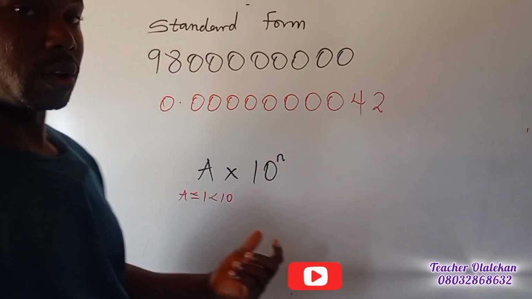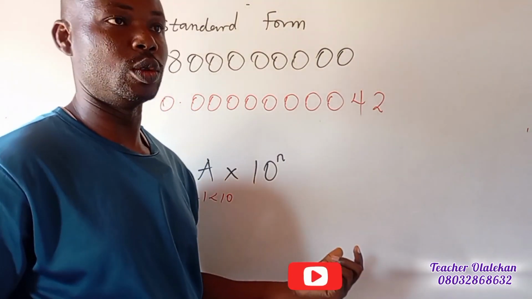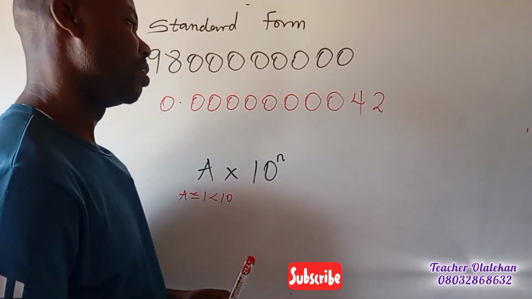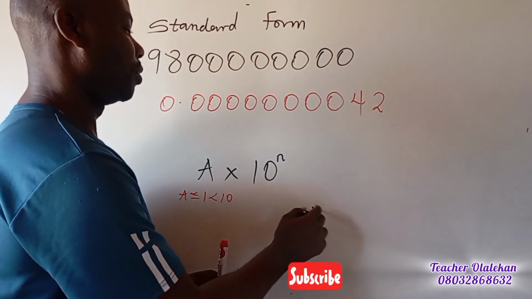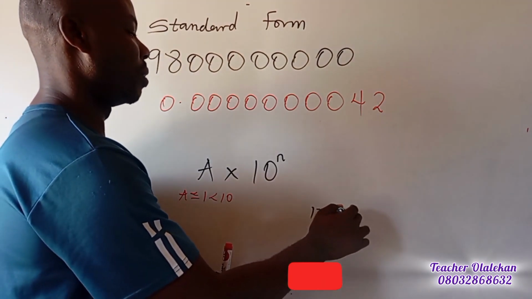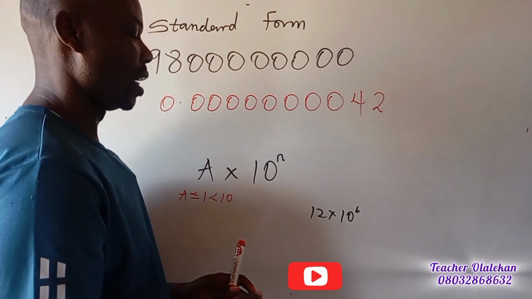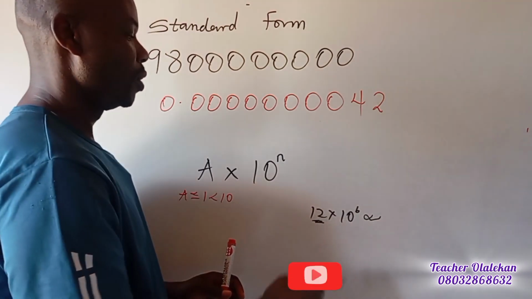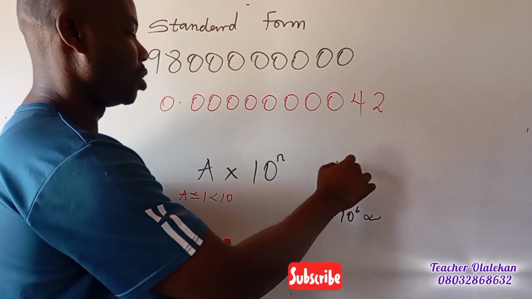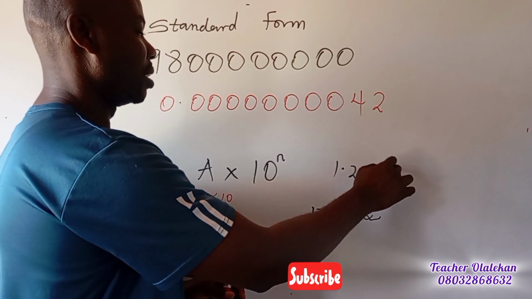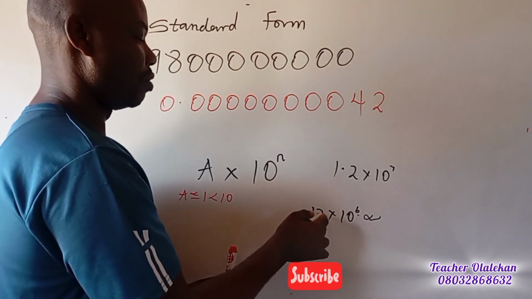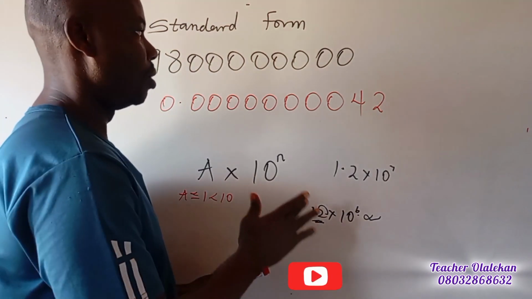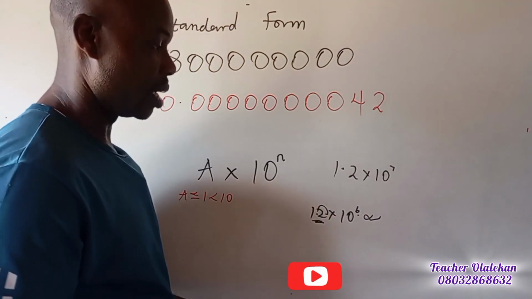That's one of the mistakes that some people make in standard form. For example, you can have 12 times 10 raised to power 6. You can't have something like this because it is very wrong in standard form. Instead, you have it as 1.2 times 10 raised to power 7, because you have to bring the point in more. That is how you express your figure in standard form.